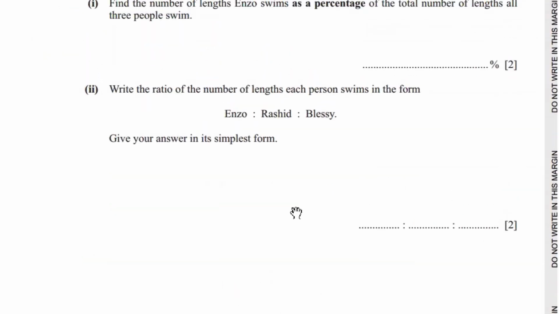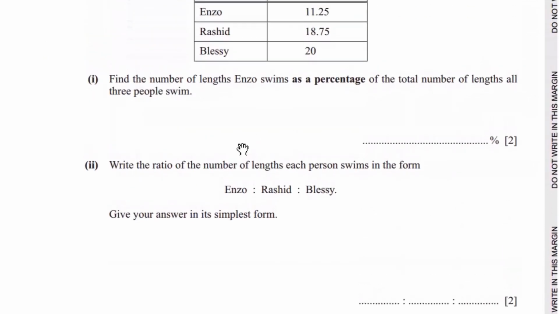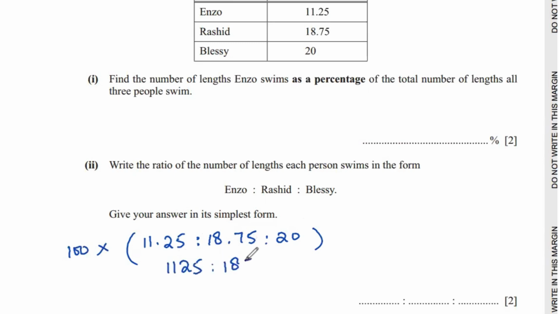Then the second part says write the ratio of the number of lengths each person swims in the form Enzo is to Rashid is to Blessy, giving your answer in its simplest form. So we have 11.25 is to 18.75 is to 20. So if we times all of these by 100, that's going to give us 1125, 1875, and then 2000. So now we know all of these are divisible by 5.